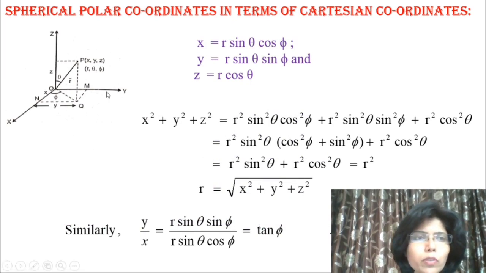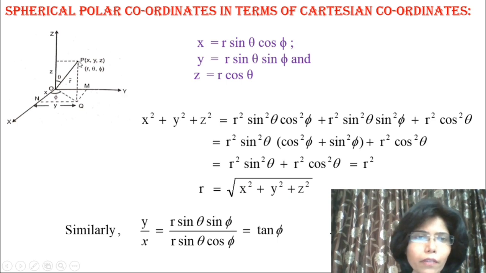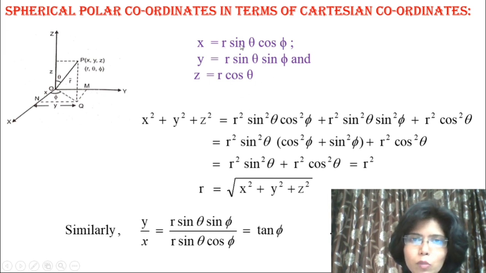Now we'll switch to the spherical polar coordinates in terms of the Cartesian coordinates. Friends, as we have seen, x is equal to r sin theta cos phi, y is equal to r sin theta sin phi, and z is equal to r cos theta. If we square and add these, we get x square plus y square plus z square is equal to, now we'll square all these terms and add them one by one. So it is r square sin square theta cos square phi plus r square sin square theta sin square phi plus r square cos square theta.